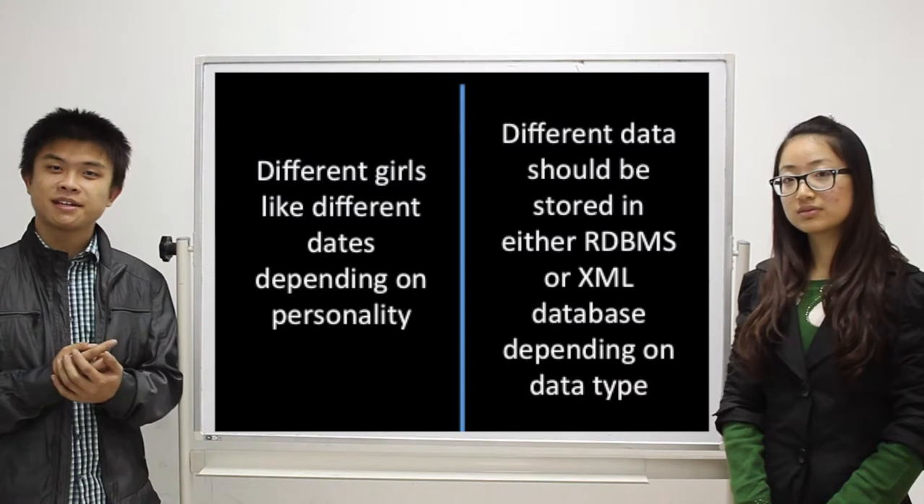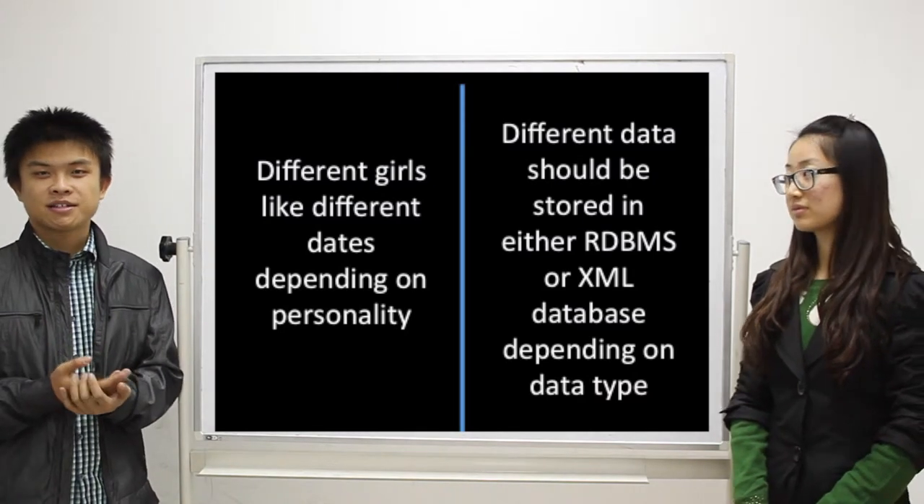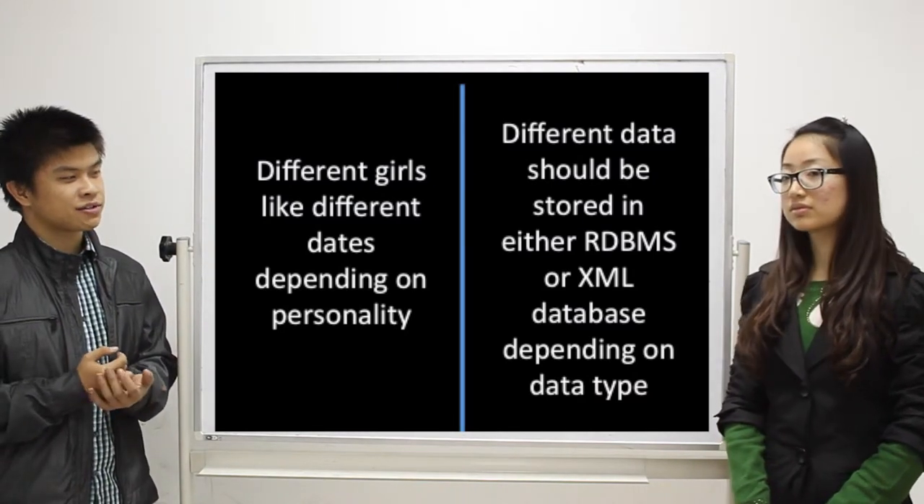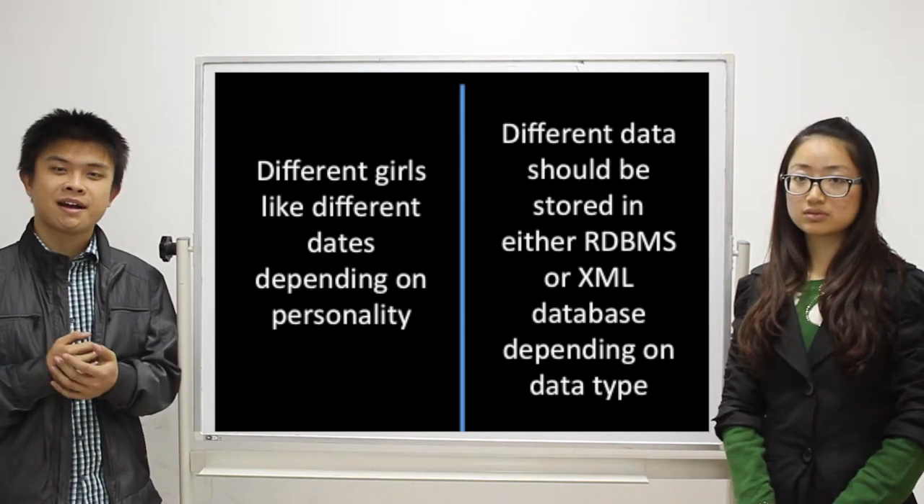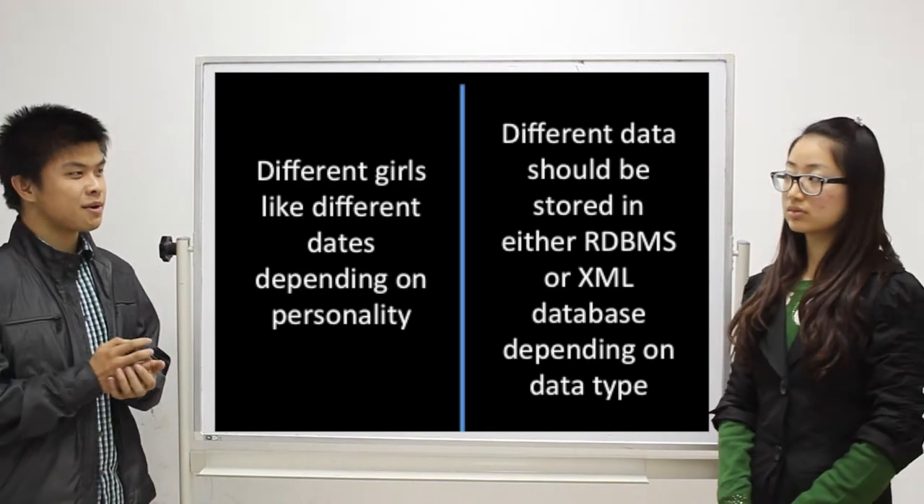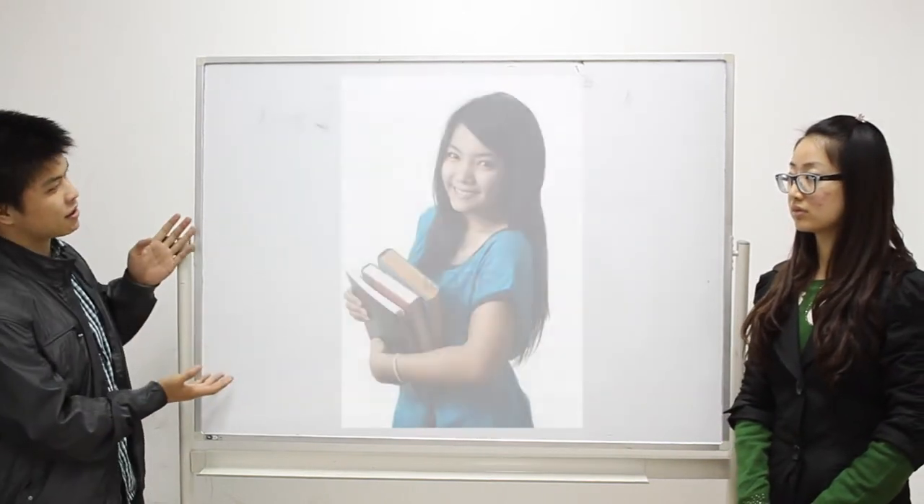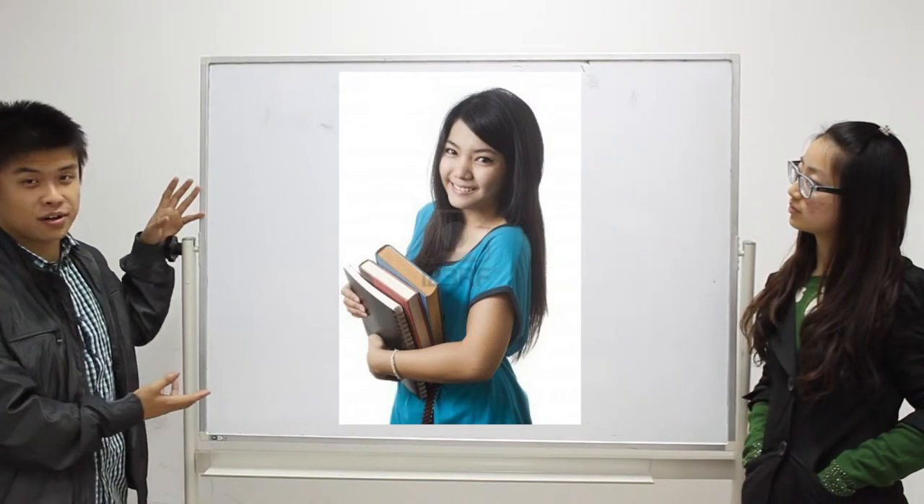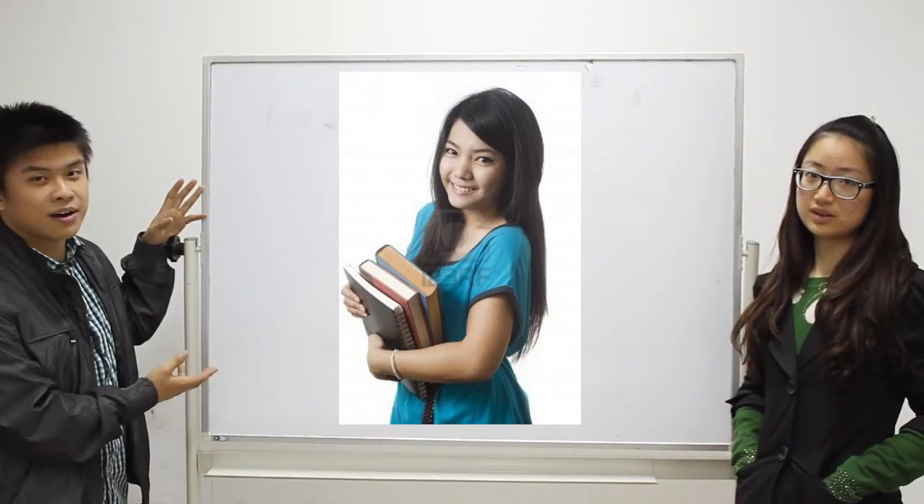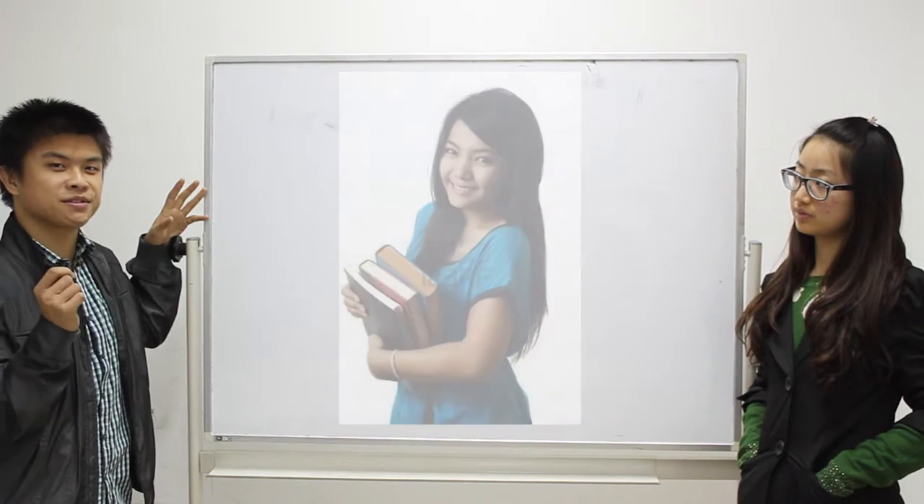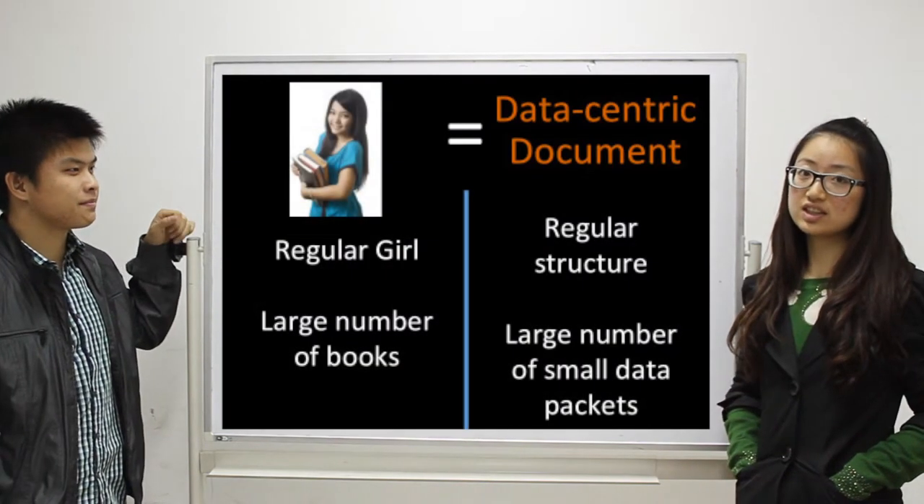Like different kinds of dates depending on their personality. Similarly, different kinds of data structures are more suited to be stored in either a relational database or an XML database, depending on their data types. To illustrate, take a look at this girl. See, this girl is a very regular girl, with a large number of well-organized data packets, I mean books. It means she's a data-centric document.